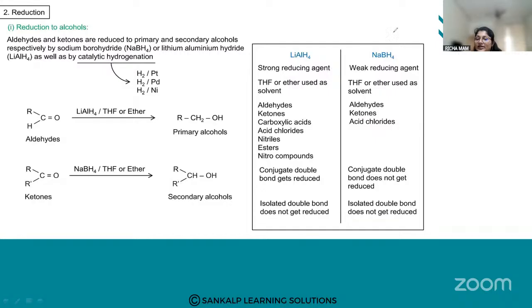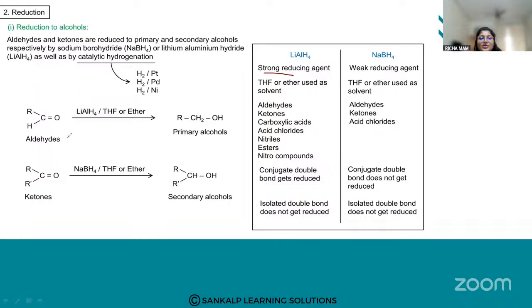With respect to sodium borohydride, when we make use of that, your isolated double bond does not get reduced. So these are the significance, or you can say the differences, based on which we are using the reducing agent. The role is the same, both are reducing agents, but one is a strong reducing agent, the other is a weak reducing agent.